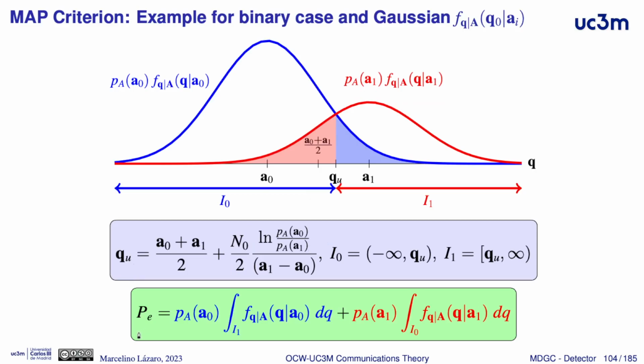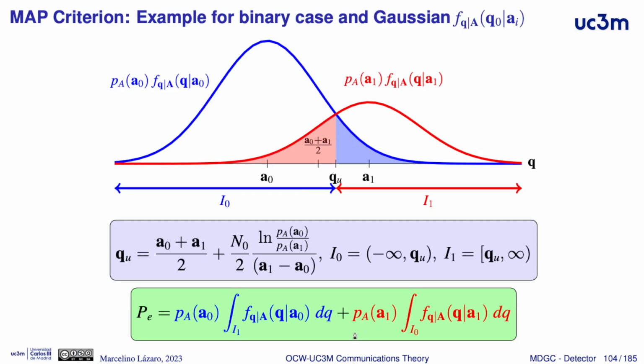With these decision regions, the probability of error has two terms. We have the probability of transmitting A0 times the probability of having an error in this situation, and we will have an error if the distribution when we transmit A0 lies in the decision region of A1. This is what we have here in blue. This corresponds to this area. The product between this and this corresponds to this area in blue.